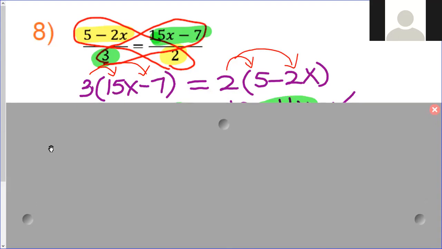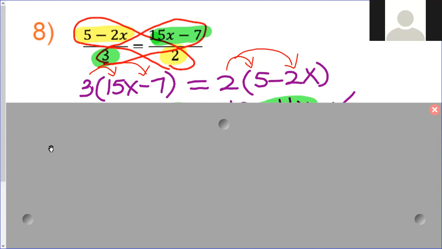And if we want to write the cross multiplication step, we have 3 times 15x minus 7, 2 times 5 minus 2x. Now, students will ask, does it matter if I do the 2 times 5 minus 2x on the left-hand side and the 3 times 15x minus 7 on the right-hand side? Harold, does it matter? It doesn't matter. You'll always get the same answer anyway when you start moving things around, and you're going to see that in a second. But what is my next step?